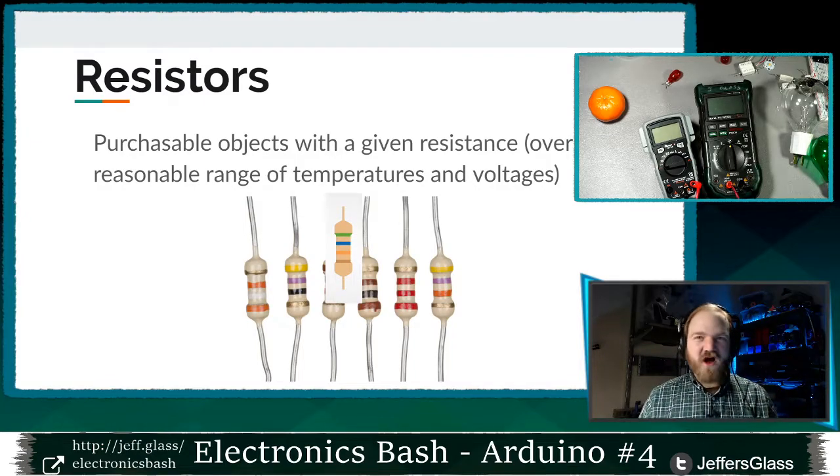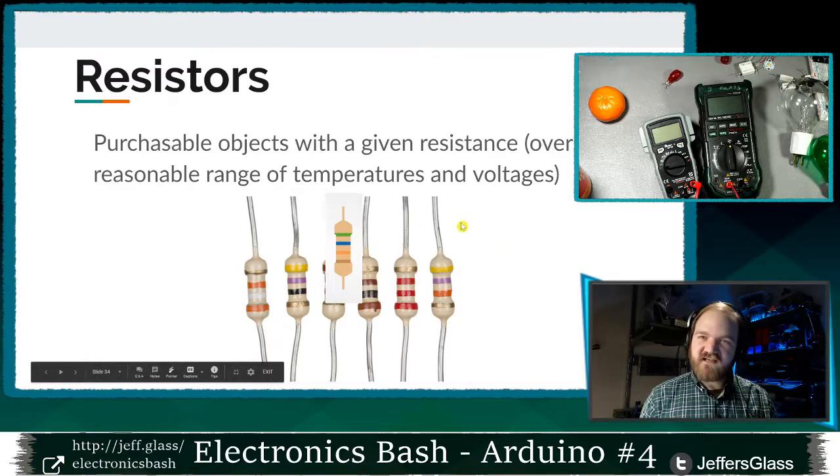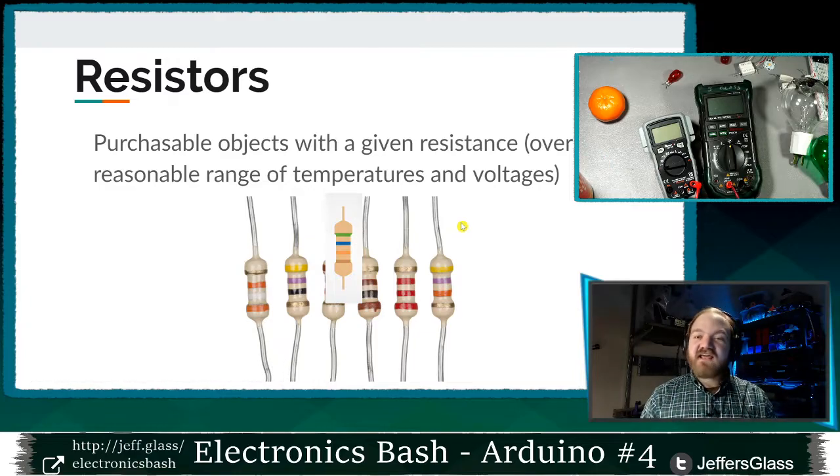They're called resistors, and you probably got a bunch of them in your getting started with Arduino kit. They're just a thing you can buy that has a given resistance over a reasonable range of temperature and voltage. Often they look like these little guys, and if you have some in your starter kit, this is probably what they looked like. And again, this is for a reasonable range of temperatures and voltages, right?